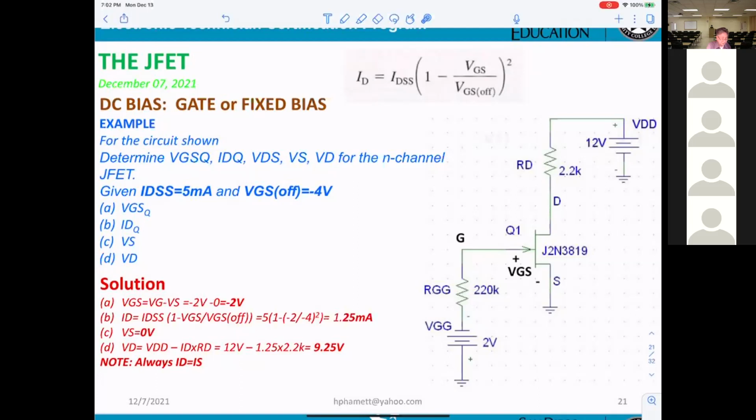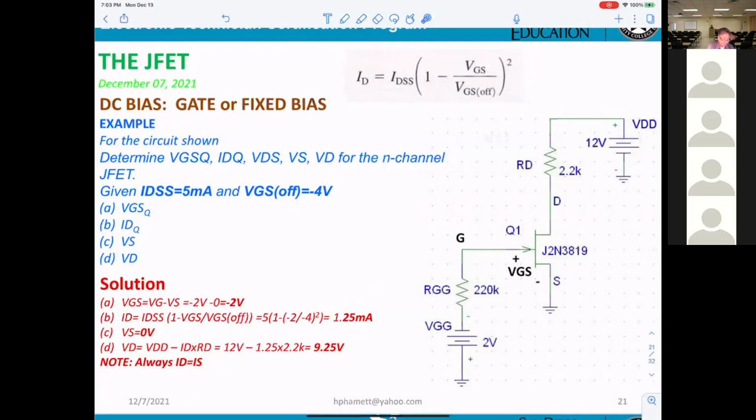Second one, they want to calculate the ID. You're using the formula: IDSS times 1 minus VGS divided by VGS off, squared. So substitute the values. You can get ID equal 1.25 milliamp. You have to do your calculation. Make sure you get the right answer.